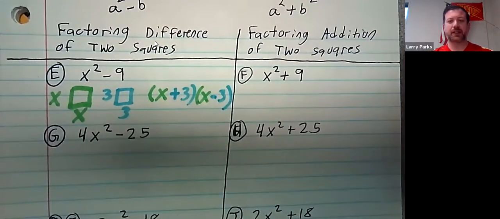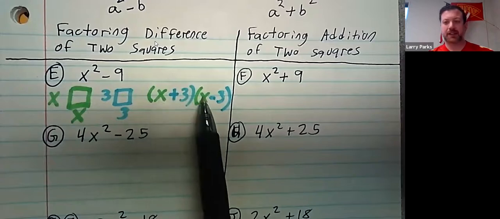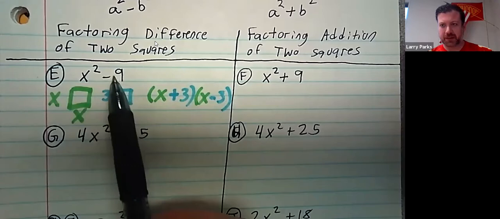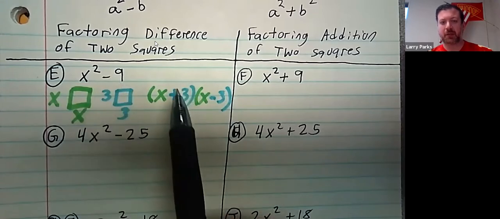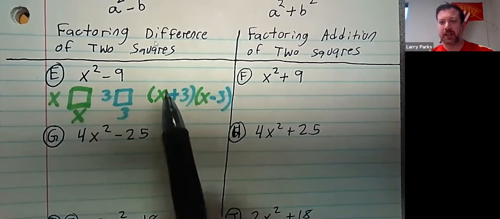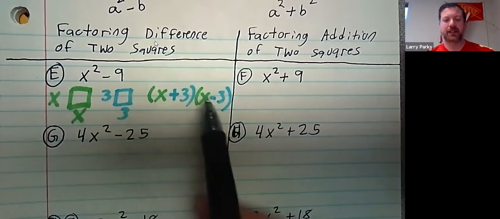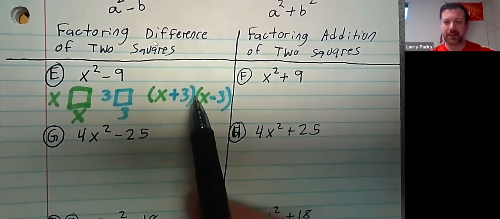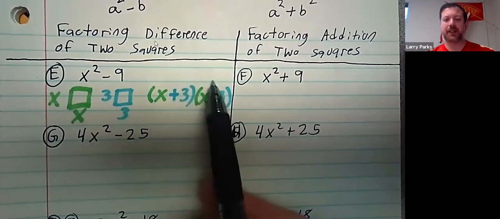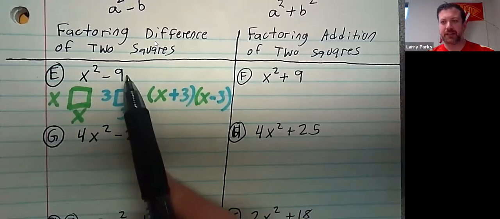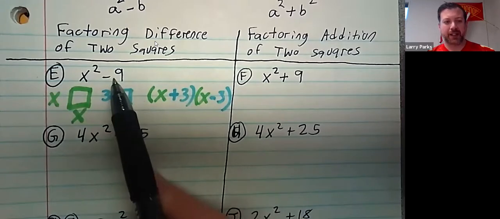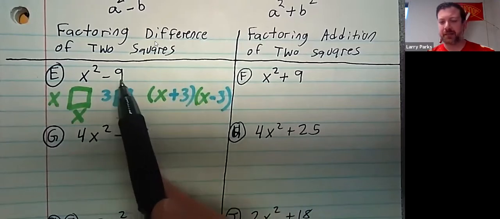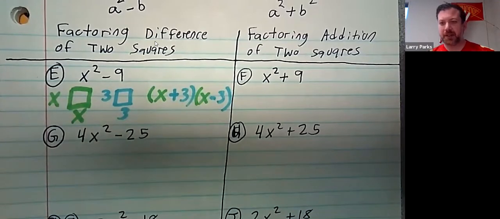Now, why does this work? Well, x times x is x squared. There is no middle term. We need that to cancel. That's part of why we did 1 plus, 1 negative. The middle term is going to cancel. X times negative 3 is negative 3x. 3 times x is positive 3x. Those cancel. And then 3 times negative 3 is negative 9. So that is why we need this to be a negative. Also, it is because positive times negative is always negative. So these are actually pretty simple.